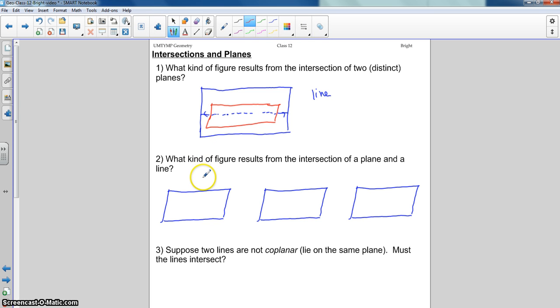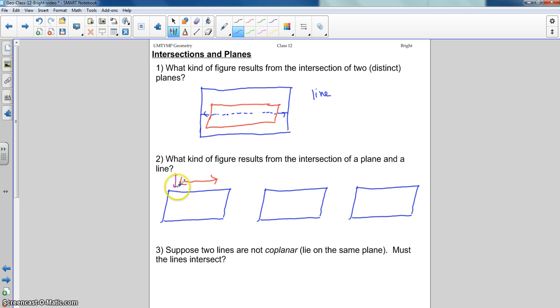Okay, first thing is that the line could be not intersecting the plane. So it could be a line that looks like this above and what we would consider parallel to some line on the plane. We could also have the line going above the plane, like I mentioned in the previous slide.